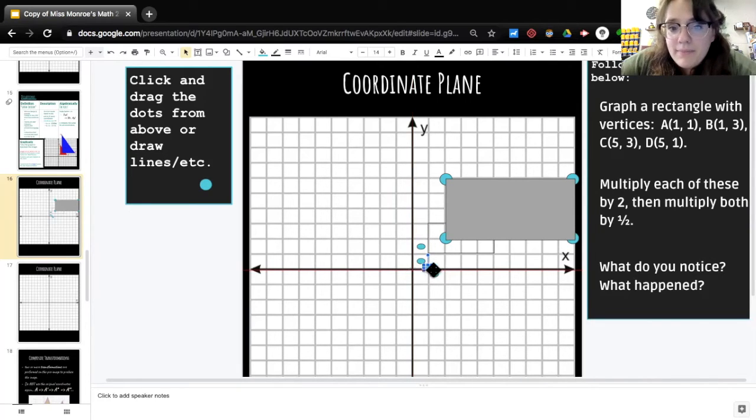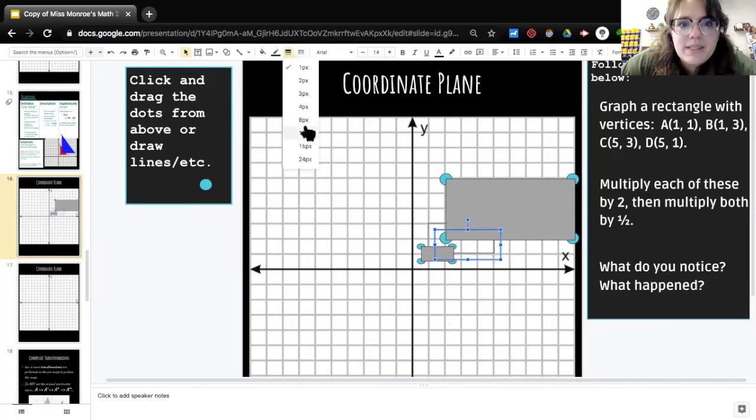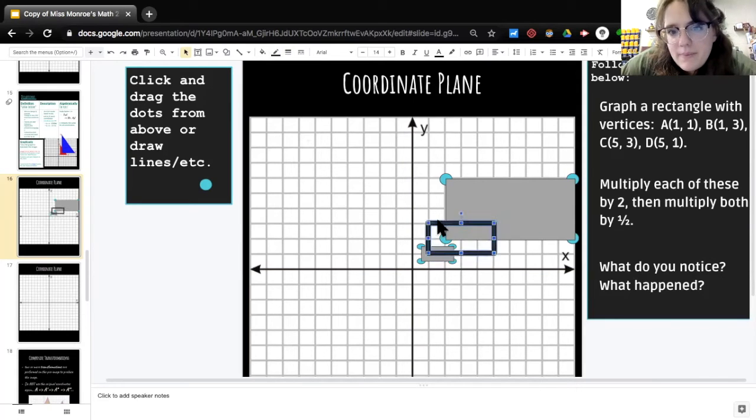5, 3 is now 2 1/2, 1 1/2. And 5, 1 is now 2 1/2, 1/2, because 2 1/2 is half of 5, and half of 1 is 1/2. So my last rectangle right here, if you notice, is going to be even smaller. I'm going to make that one a little bit bolder to see.